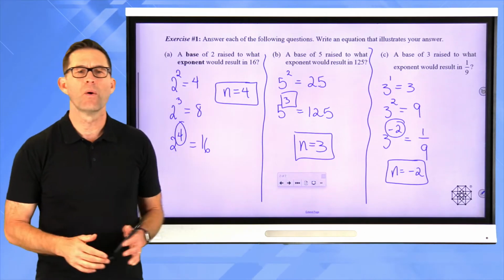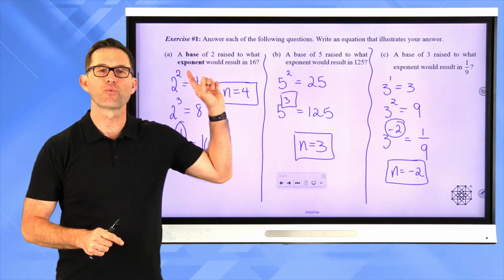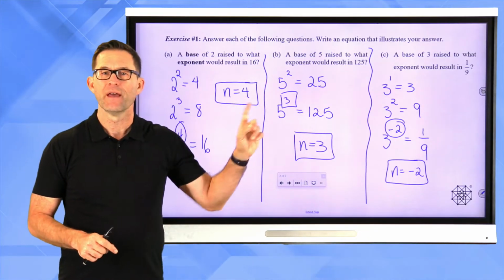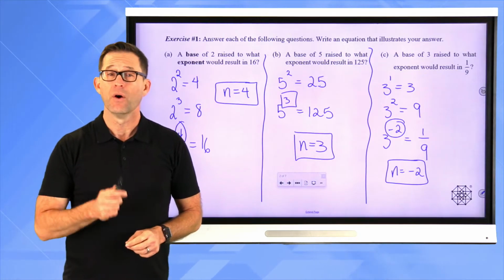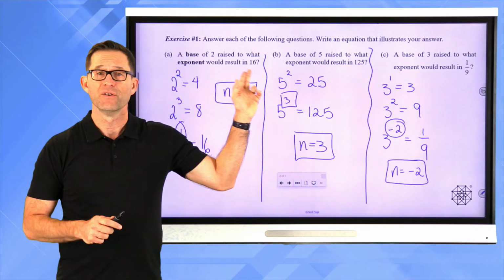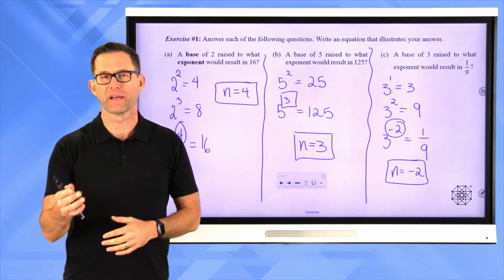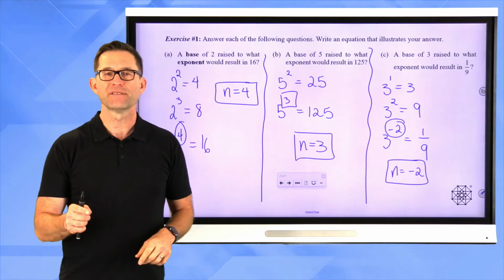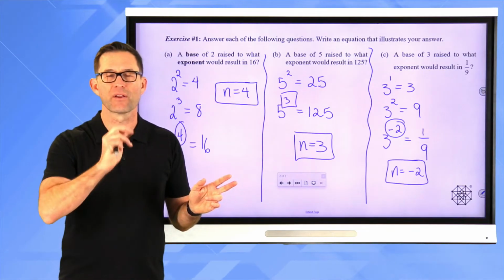So in each case, what we were doing is figuring out the exponent that we would need to raise a base to in order to get a particular result. And believe it or not, that is exactly what logarithms answer. What exponent do you need to raise a particular base to get a particular result? That is exactly the opposite of what exponentials do, which is they take a base and ask, what will I get if I take this base and raise it to a particular exponent?